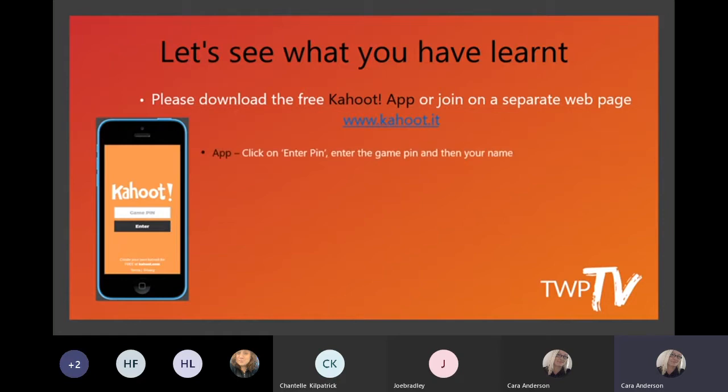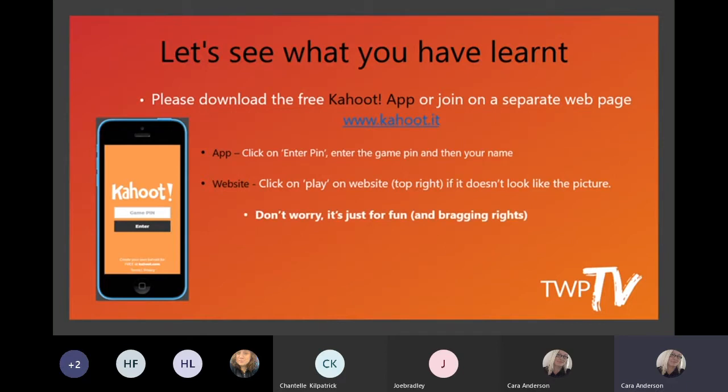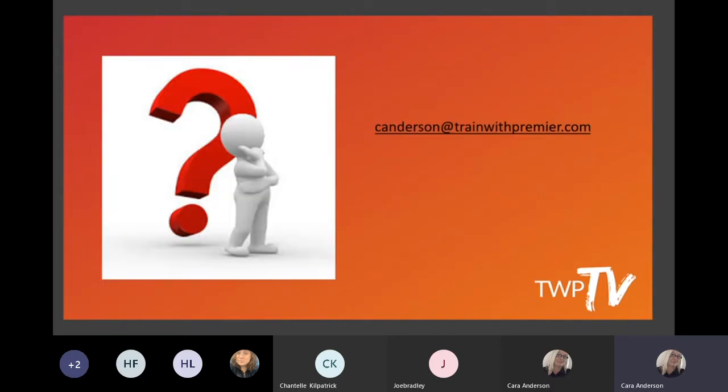Okay, excellent. So just a reminder of instructions, whether you're on the app or the website. Either way, you should now have a Kahoot come up on your page, and then I'll get a game pin in a second. As always, don't worry, it is just for fun, and I will send you evidence if you come out on top, just for your bragging rights, and you can do whatever you wish with that. So good luck.